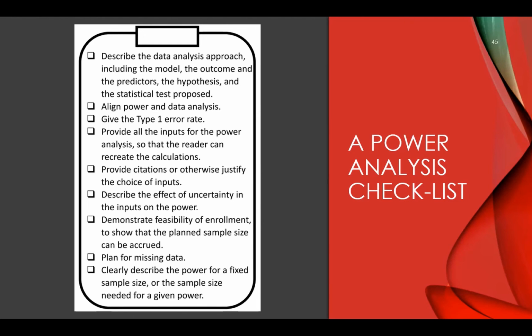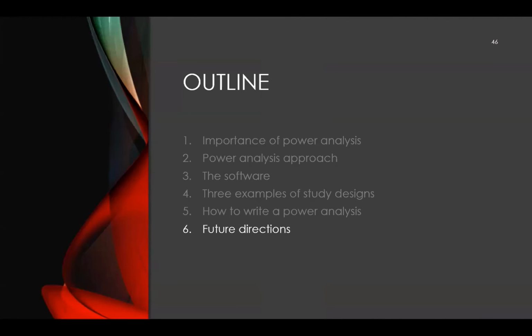This is a very detailed process of figuring out what inputs to use, but this paper goes through finding inputs through literature searches or figuring them out in other ways. So it gives some really good ideas of how to do that. You also need to describe the effect of uncertainty. So for example, creating a power curve like I showed you earlier. And then you need to demonstrate feasibility of enrollment, plan for missing data, and then clearly describe power for a fixed sample size.